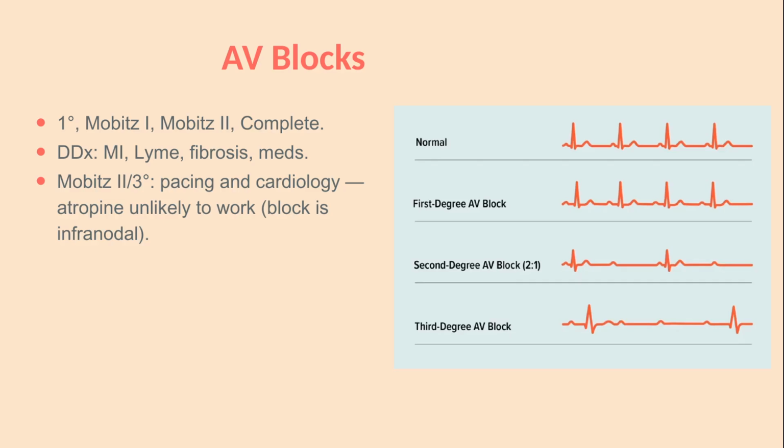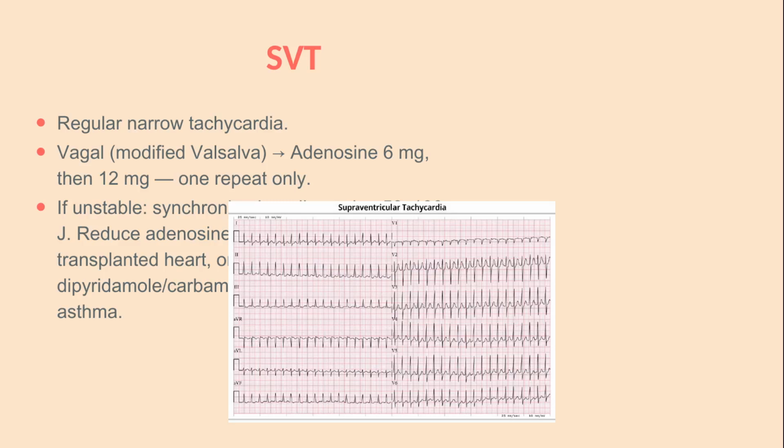Management follows the level. Mobitz 2 and complete heart block get pacing pads, a low threshold to pace, and cardiology involvement, while the lower grades usually need monitoring and cause hunting. Supraventricular tachycardia is the regular narrow tachycardia of a young, otherwise healthy heart, classically abrupt in onset, with a rate often near 180 or above, and P waves buried out of sight.